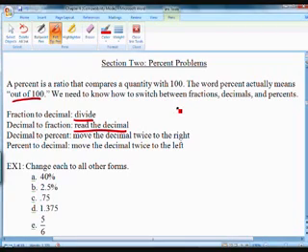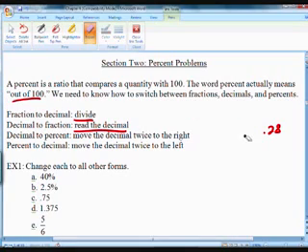Decimal to a percent, these are easy. To change a decimal to a percent, 0.37, you move the decimal twice to the right, and then tack on a percent sign. 0.37 is 37%. Easy. To change a percent to a decimal, 28%, you move it 2 places to the left. So therefore it'd be 0.28. Okay, that's all the different ones.